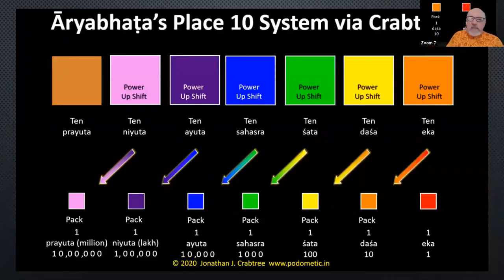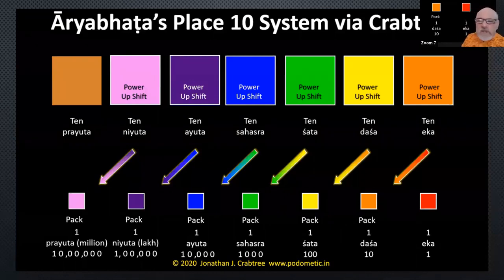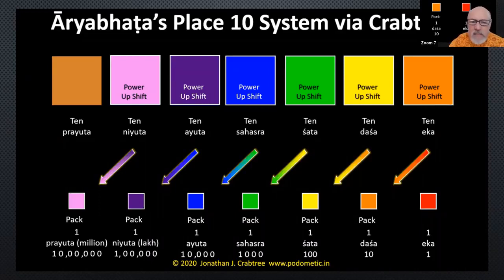So here, for example, is Aryabhata's place 10 system, and I've just added a little bit of fun color to it. So you've got the Sanskrit word for 1, which is eka, and then you have 10 eka, and it becomes 1 dasa. You have 10 dasa, it becomes 1 sata, 10 sata, and then it becomes 1 sahasra, and so on. So in this system, you can see that the number groupings is a little different to the West. There are cultural differences in the words. This is in Sanskrit, it's not in Hindi.